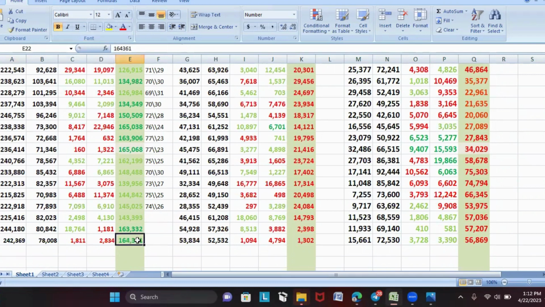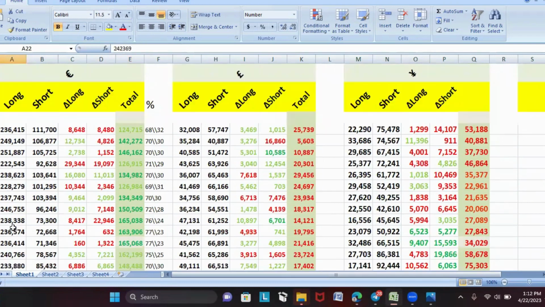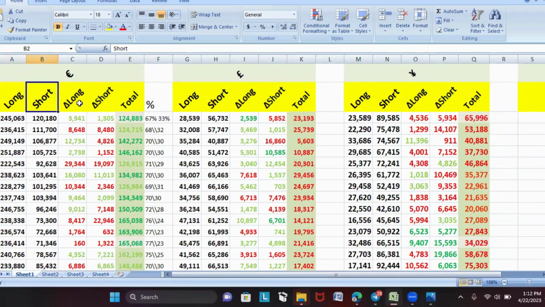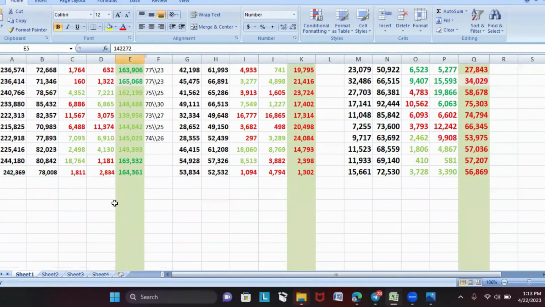Right now on euro, we have 242,000. Remember, long is buyers, short is sellers, and the next blocks are change in buyers and change in sellers. This report is released on a weekly basis. The total is the buyers minus the sellers, and it gives us an indication of where euro is going. On euro we have 242,000 buyers compared to 78,000 sellers, so there's a strong indication of buyers coming in. On the newly released report, we have closed 1,800 buyers and also closed 2,800 sellers.